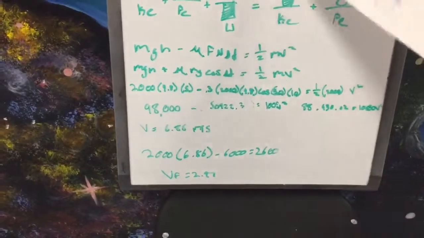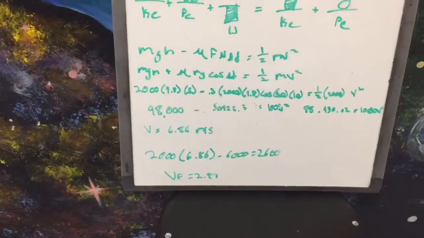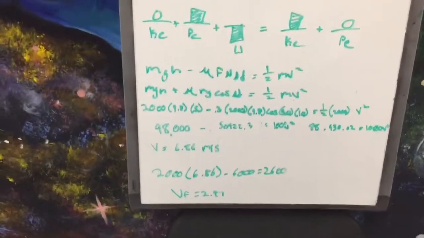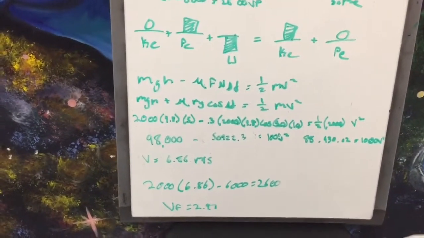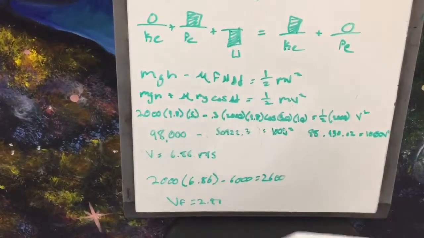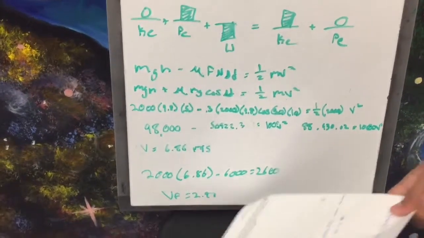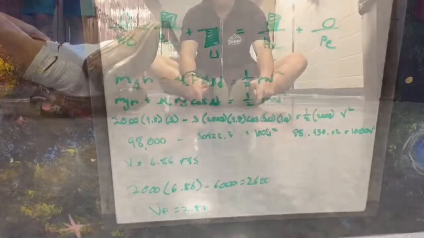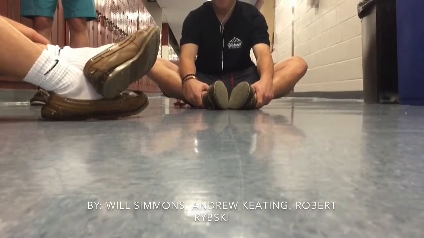And then we plug that back into the top equation, and we get 2,000 times 6.86 plus 600 times 10, which equals 2,600 VF. Then you get that the final velocity of them stuck together is 2.97 meters per second.